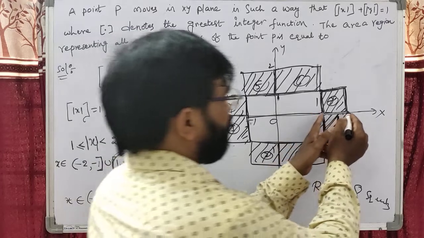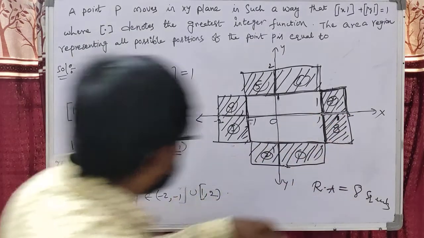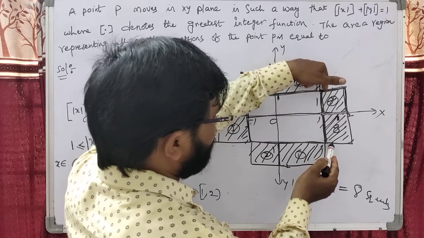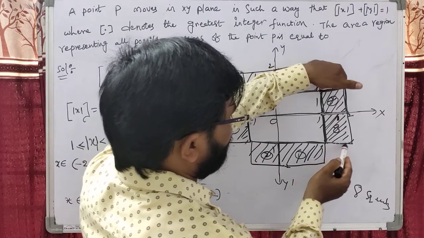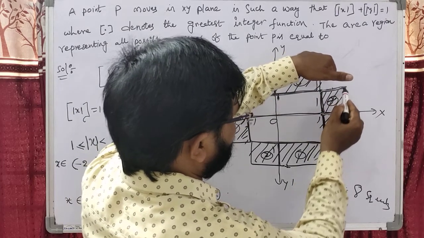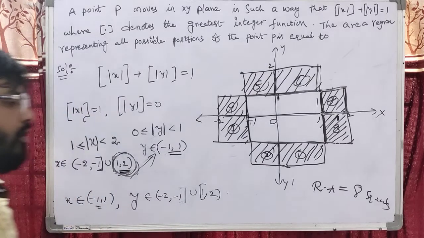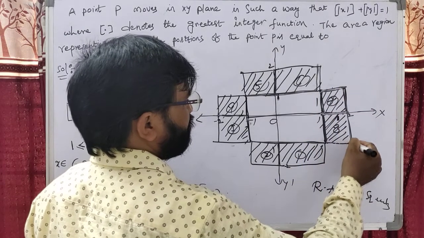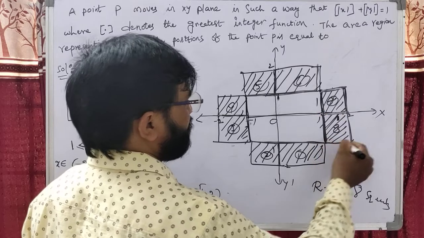So this is 1 to 2. In that case, y must be minus 1 to 1. This is also minus 1 to 1. Anyhow, this is the step function. Okay, students? That's why we got this constant. So each one forms a square. Okay.